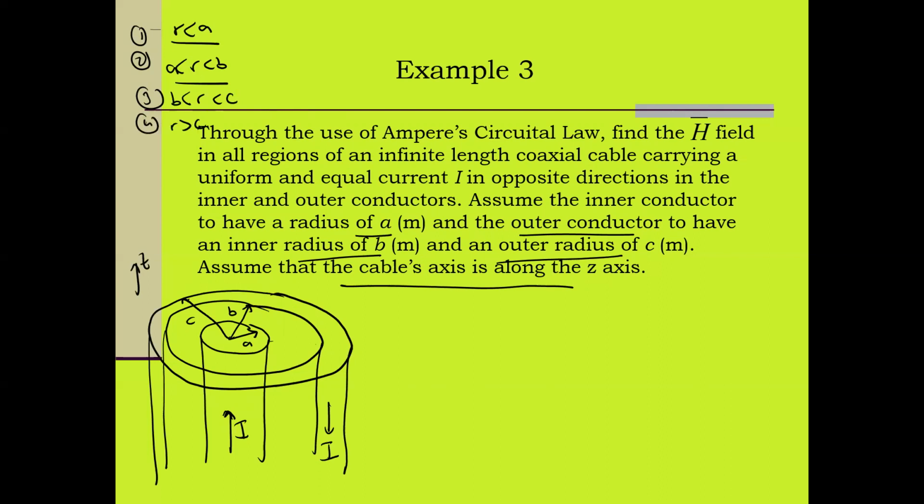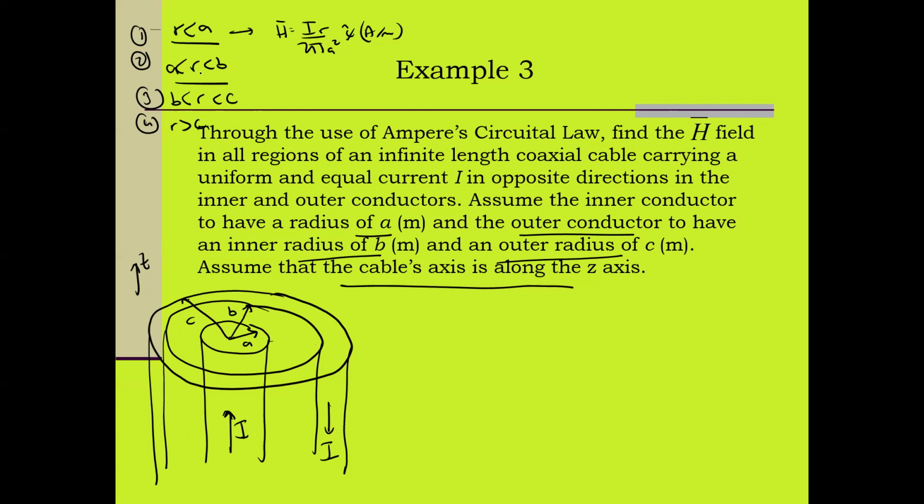Okay, so for the first region, which is r less than a, I think I don't have to do this for you because the method of solving the first region should be similar to example 2 before, in which for the first region here, your H field shall be written as I r over 2 pi a squared, direction of phi, ampere per meter. You can prove this. You can refer to example number 2 for the answer of the H field here.